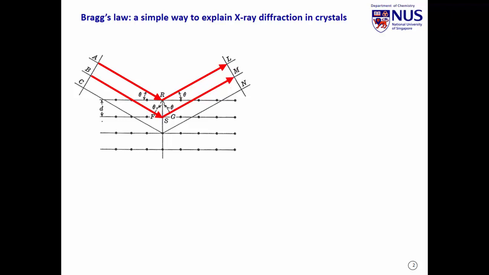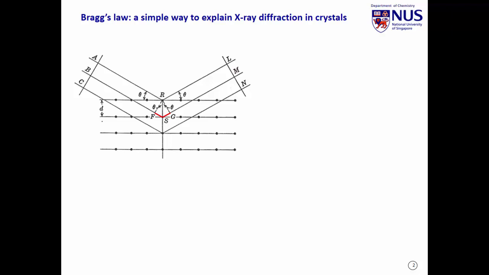From the diagram, we can clearly see that the beam reflected by the lower plane travels an extra path length from F to S and then to G, as compared to the beam reflected by the upper plane. This extra path length is marked by the red lines here.